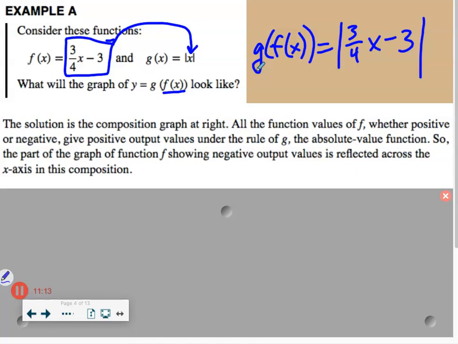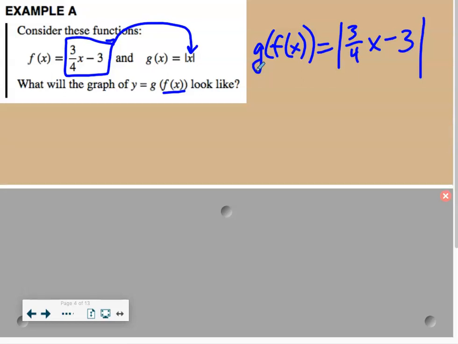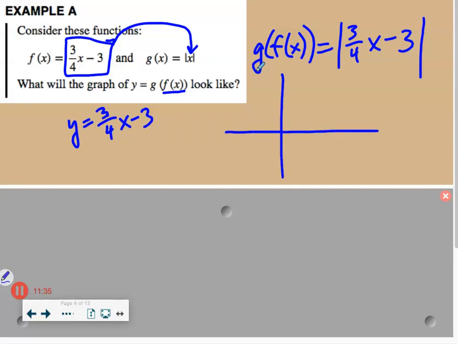All right. So let's talk graphs. Without the absolute value, let's just pretend I asked you, what's the graph of y equals 3/4 x minus 3 without the absolute value? What kind of a shape would this be? It'd be a line, right? Would the line be increasing or decreasing? Increasing, going up from left to right. What's the y-intercept of this line?